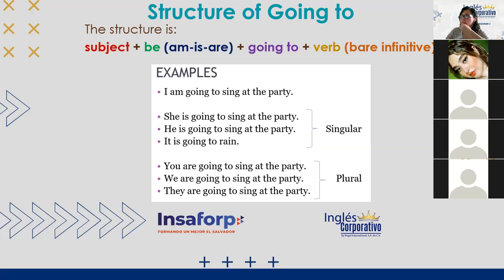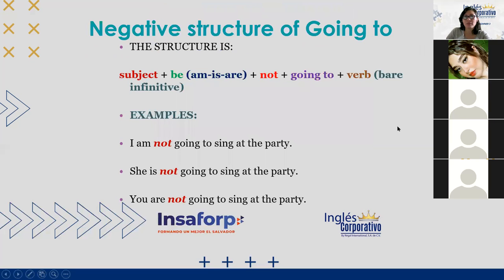Ahí está. Luego tenemos la segunda estructura, ¿verdad? Que es la parte negativa, ¿verdad? En este caso, pues, solo vamos a convertir el verbo to be en una oración negativa, right? And that's how you're going to get the negative form. Lo voy a compartir ahí en el chat también.